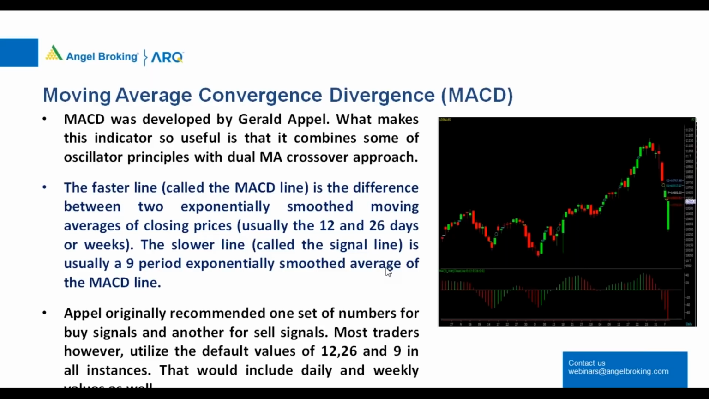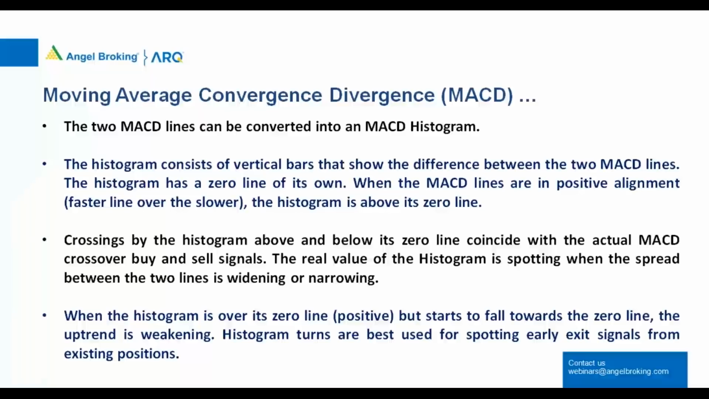Next, apart from the faster line, which is called the MACD line, you have the slower line, which is called the signal line. It is usually a 9-period exponential average of the MACD line.